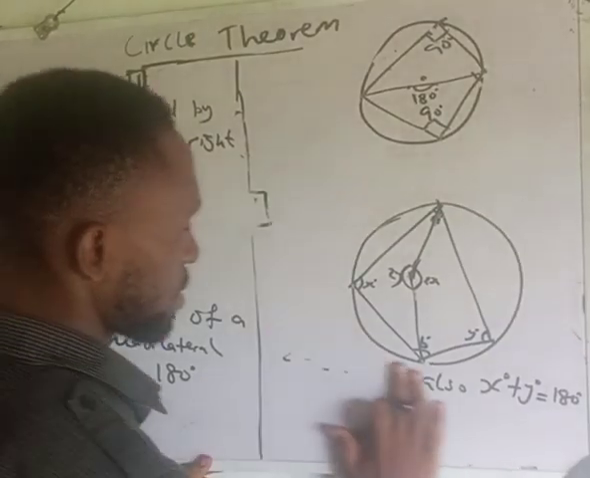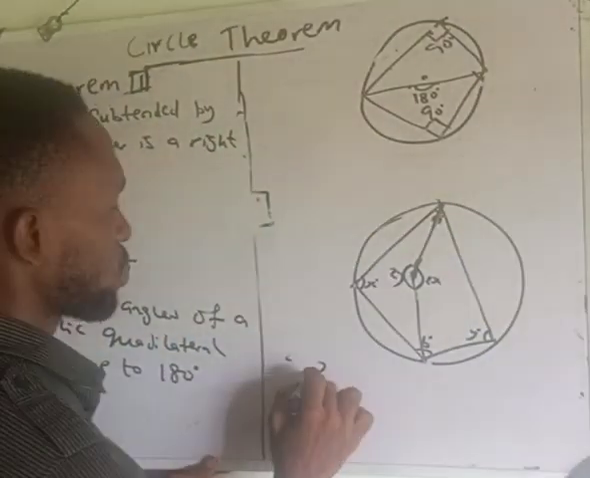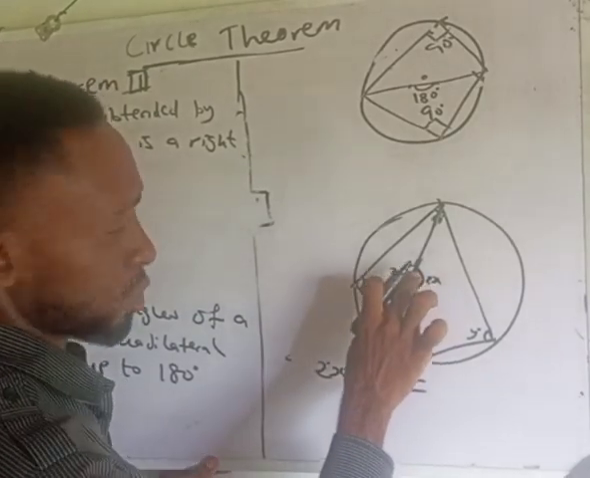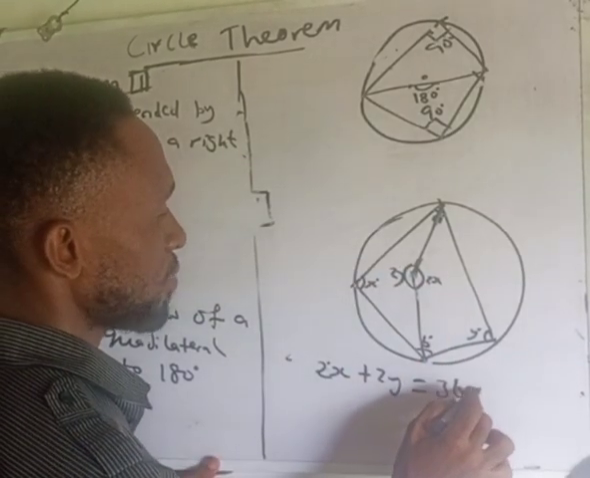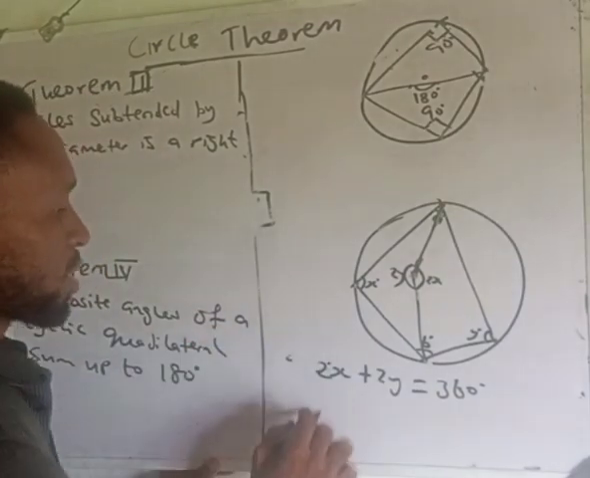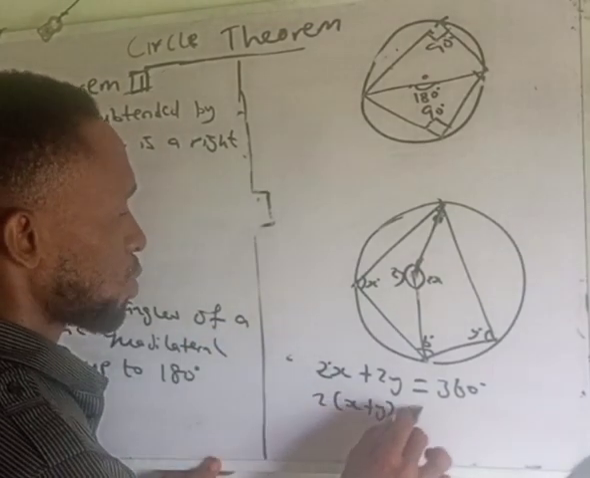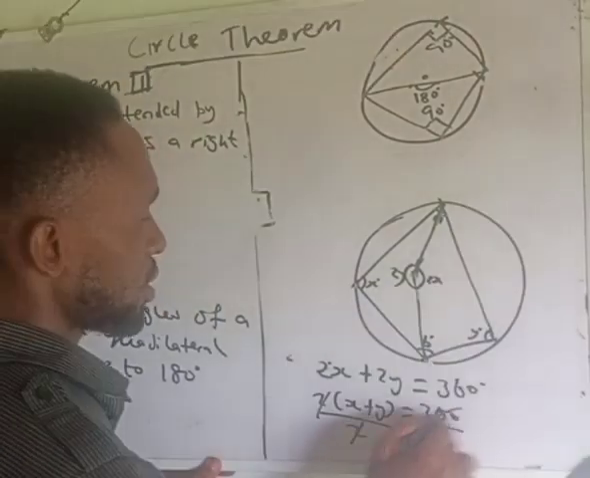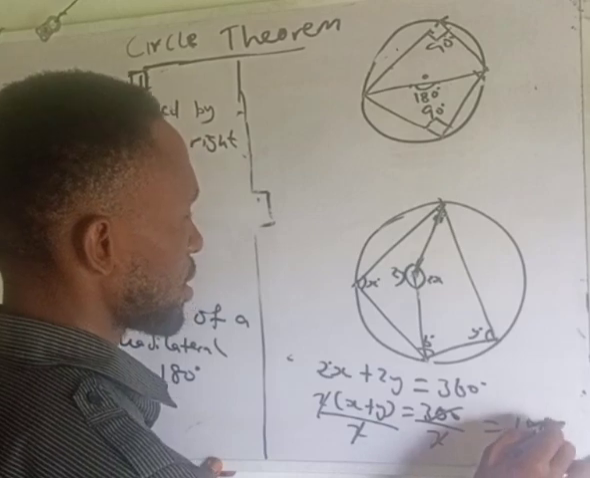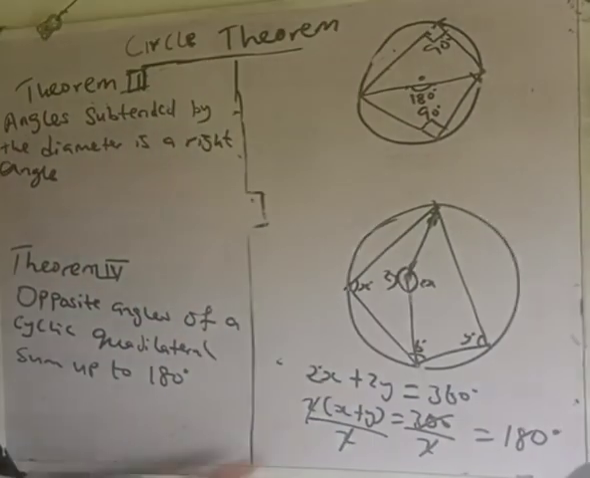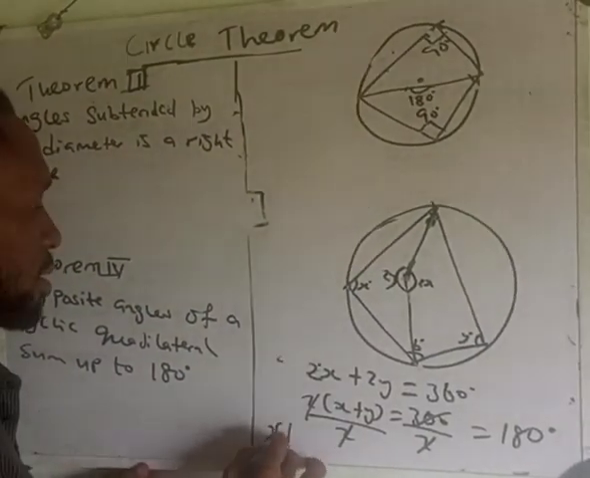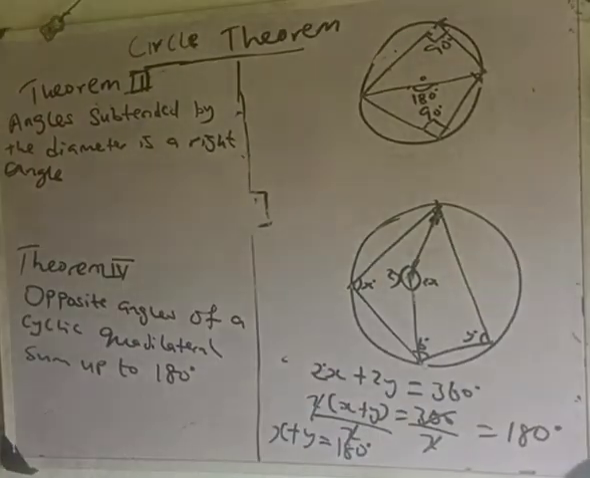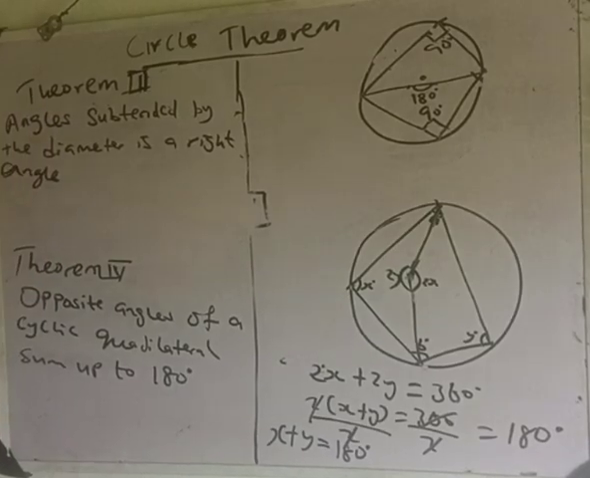So I can clean this, right? Yes. So I have that 2x plus 2y is equal to the angle at a point, or angle of a circle, which is 360 degrees. So I have that 2 bracket x plus y is equal to 360. I can divide both sides by 2. The 360 divided by 2 will give me 180 degrees. So I have that x plus y is equal to 180 degrees. I can also do that same thing for the A and B.